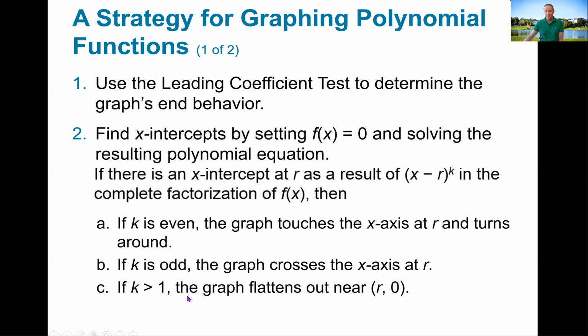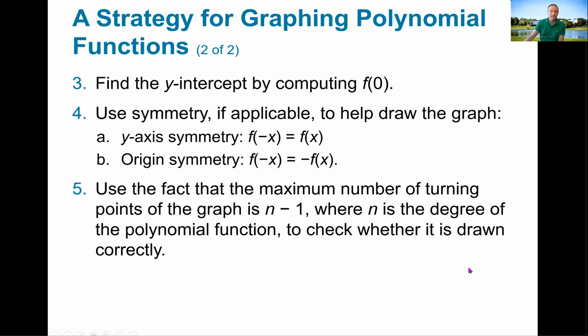And I need to remember that the greater the multiplicity is, the more the graph is going to flatten out. Now, this is regardless of whether it crosses or touches. The greater the multiplicity, the more flattened out it gets at that value where the x-intercept is going to be.